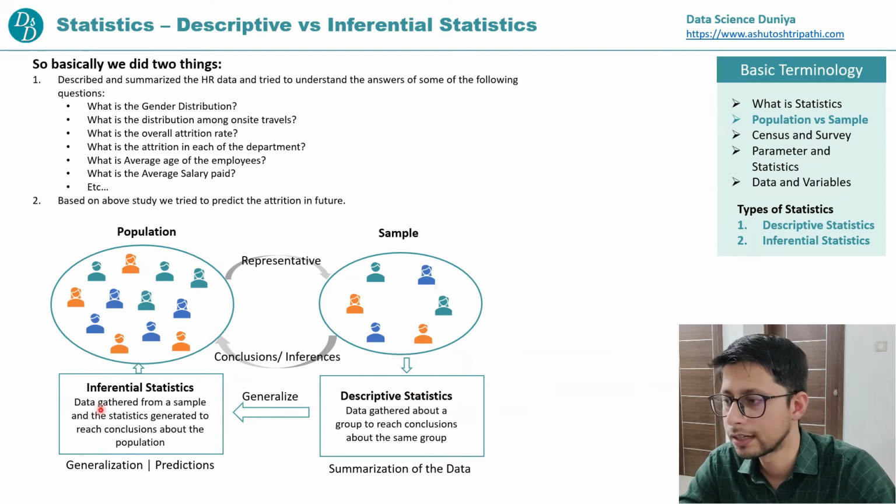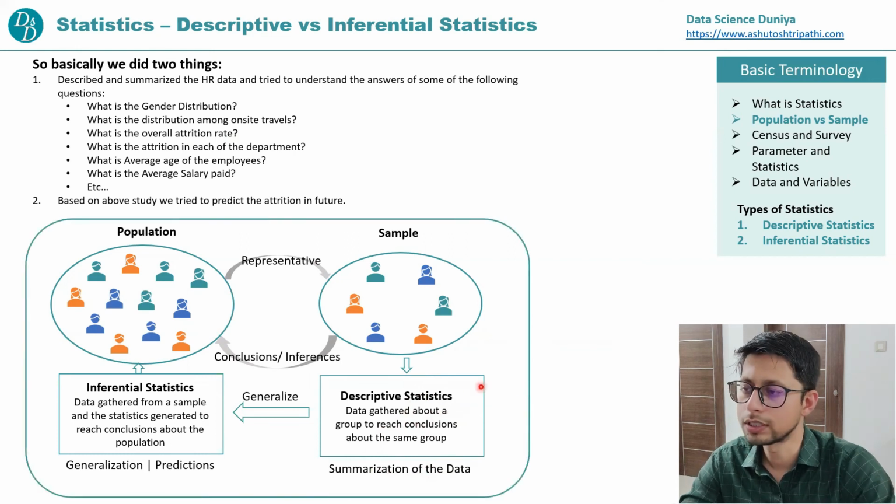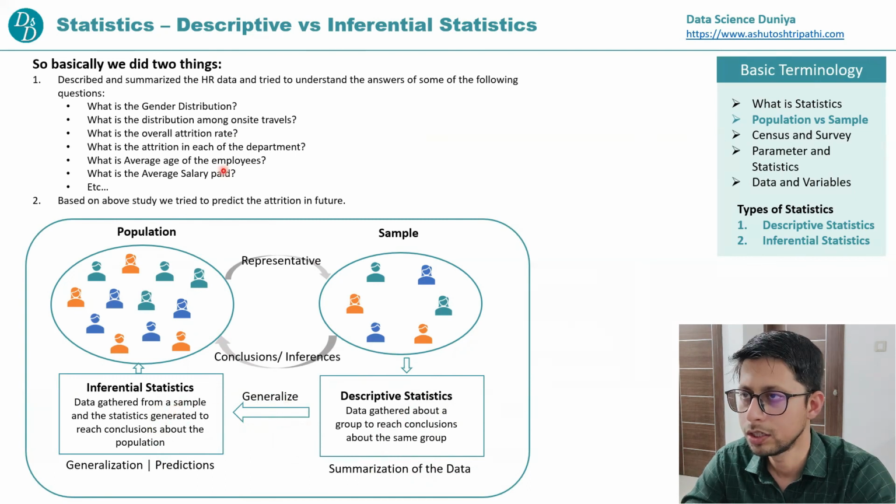That's why I've written: data gathered from a sample and the statistics generated to reach conclusions about the population, that is your inferential statistics. It is all about generalizing and predicting for the future, while descriptive statistics is all about summarizing the data. And of course for inferential statistics you take help of probability theory. That's where probability theory comes in between descriptive statistics and inferential statistics. So this is all about descriptive versus inferential statistics.